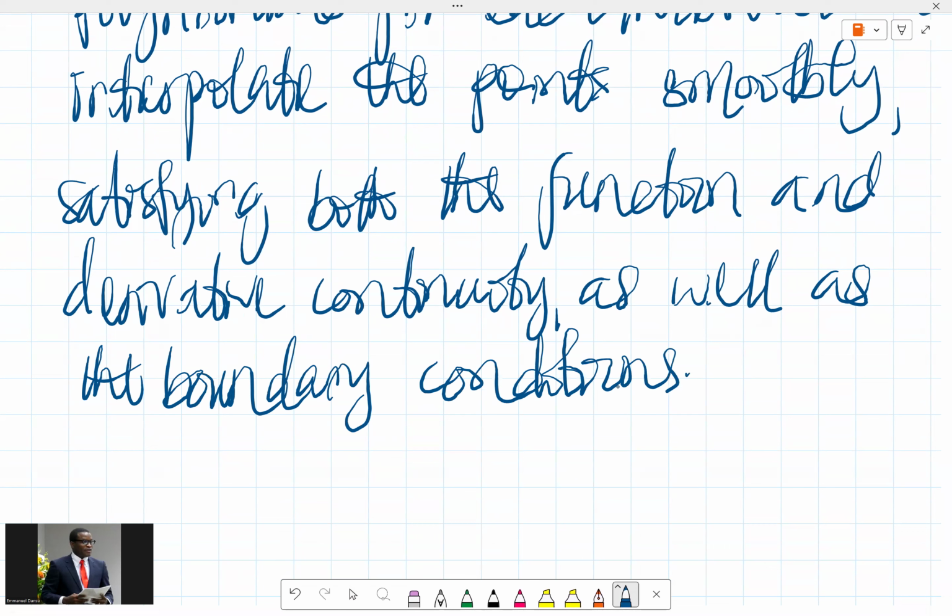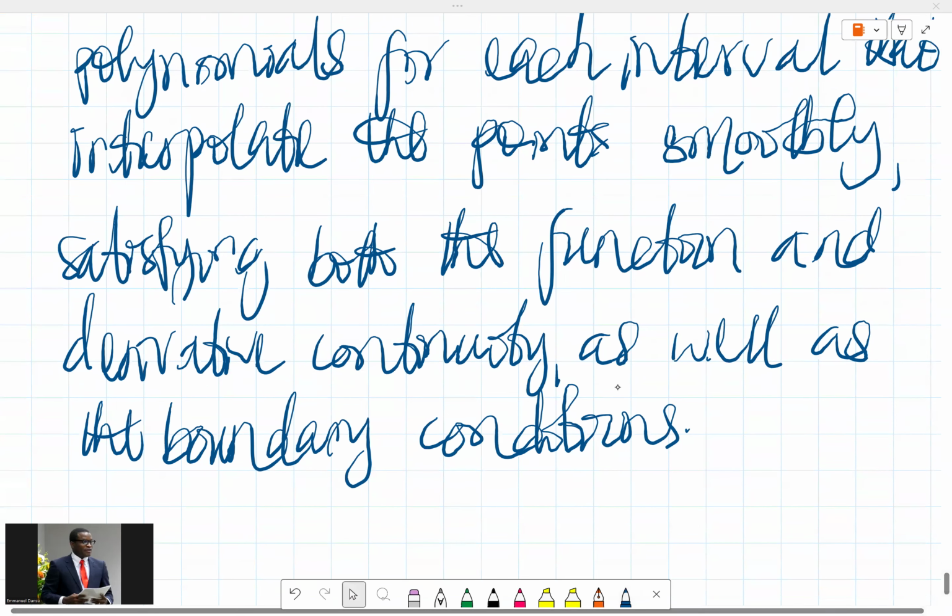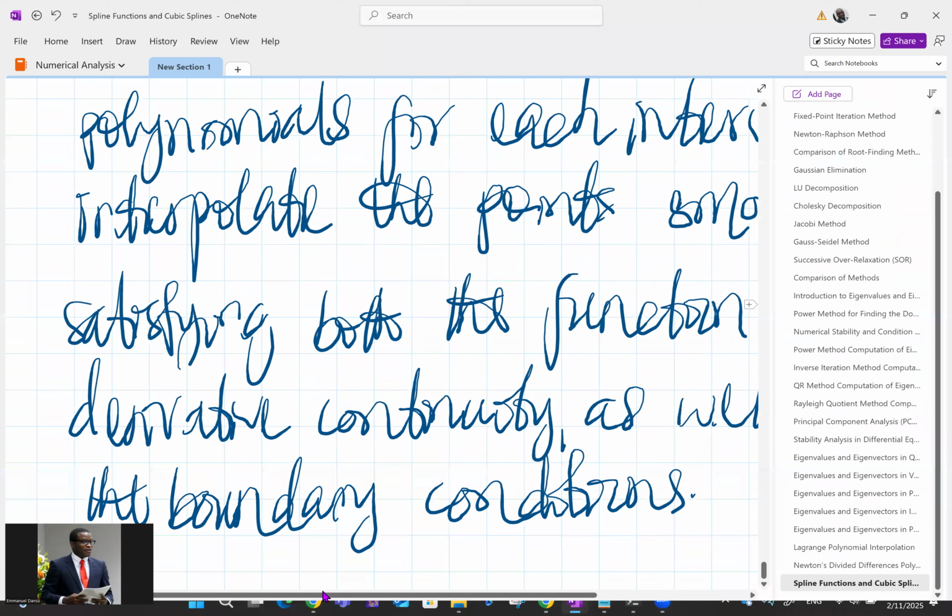So in conclusion, cubic splines are a powerful tool for interpolation, especially when smoothness and continuity are required. The method ensures that the resulting curve is not only continuous but also smooth in both its first and second derivatives, making it ideal for applications in data fitting, computer graphics, and numerical modeling. All right, so let's go ahead and see the Python implementation of this.